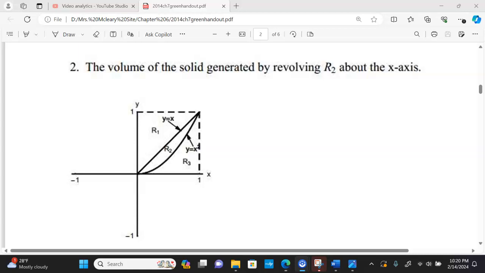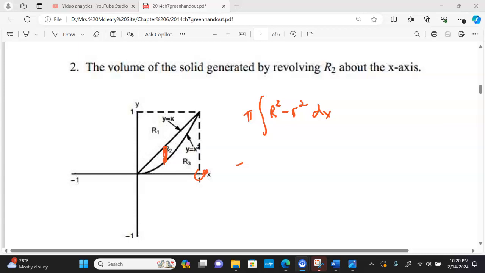And in this problem, the volume of the solid generated by revolving region 2 about the x-axis. Okay, so in this case, I'm just going to draw in a partition. And again, for the washer method, we have the formula pi out front, big R squared minus little r squared. Okay, so in this case here, the axis of rotation is the x-axis. So I know if my partition is perpendicular to the x-axis that we're going to do this with respect to x. Okay, now what is big R?